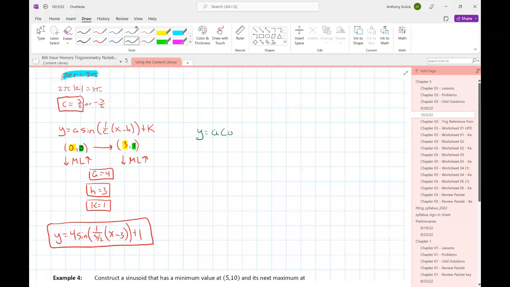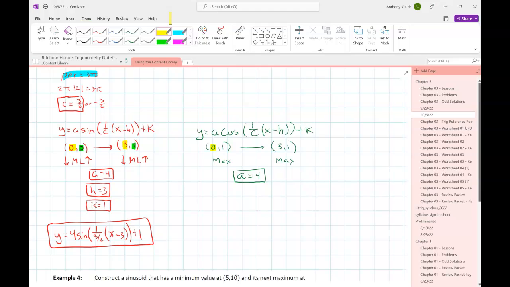Now, let's imagine that we had used cosine instead. What point from the parent function do we want to choose if we're using cosine? (0, 1). Remember, that's a maximum. So that'll go to (3, 1). Where should we put (3, 1) then? Has to be a type of extrema. I'm going to pick it to be a maximum. So what does that tell me about A? Has to be 4.